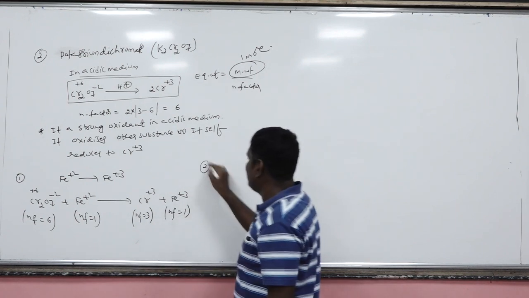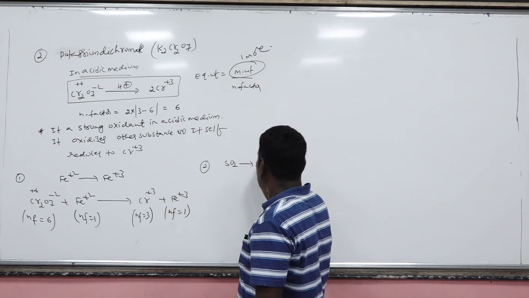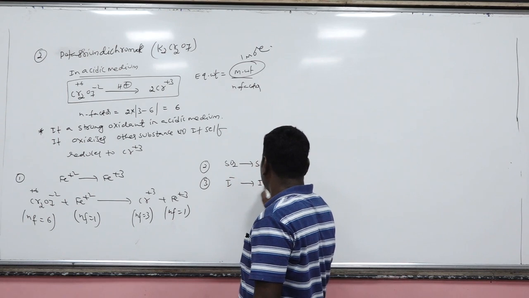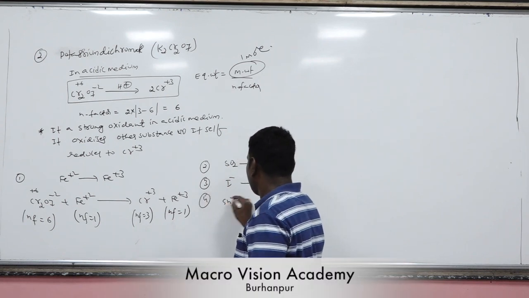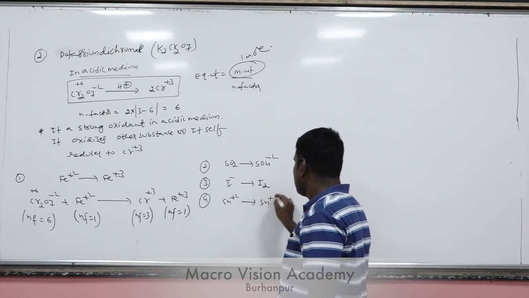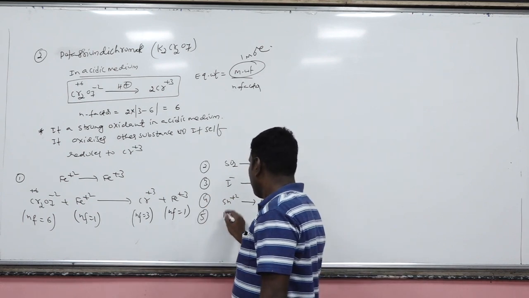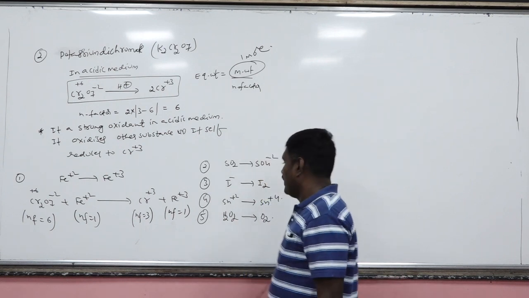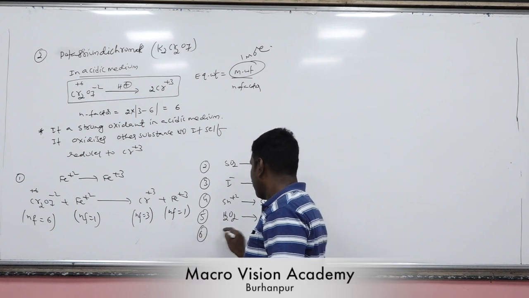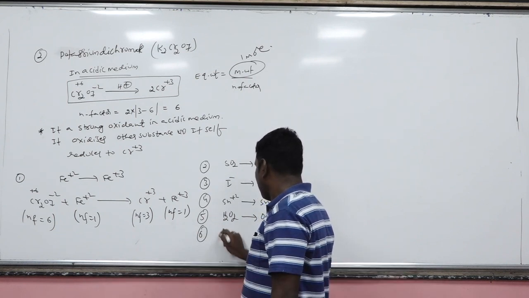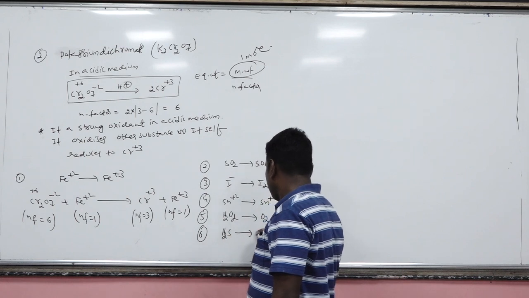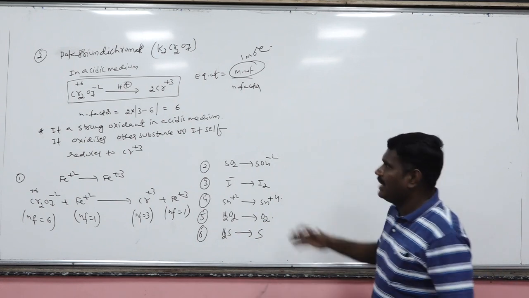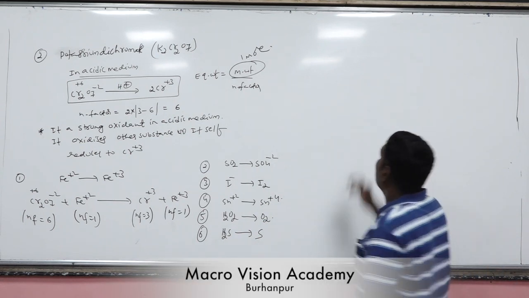And the remaining is the same situation. SO2 gets oxidized to sulfate ion. Iodide ion gets oxidized to iodine. Stannous ion gets oxidized to stannic ion. Hydrogen peroxide is oxidized to oxygen. Hydrogen sulfide gets oxidized to sulfur. The remaining reactions are just like KMnO4 in acidic medium; same reactions for K2Cr2O7 in acidic medium.